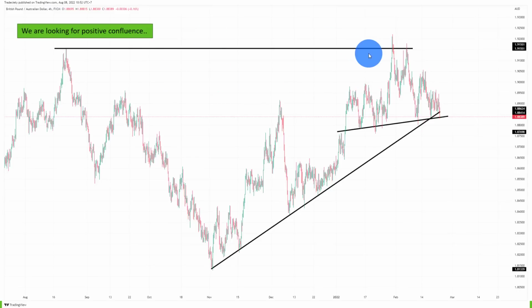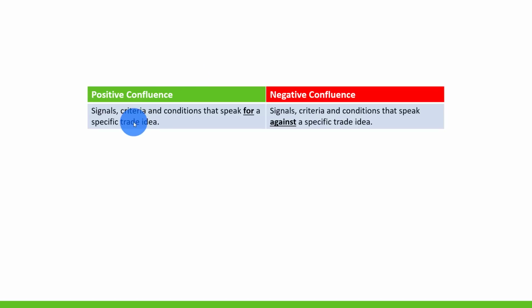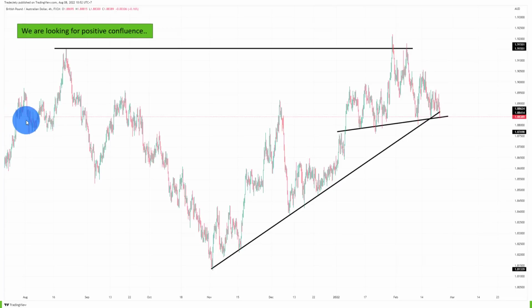And what we want to do when we examine a chart, we are looking for positive confluence. And what is positive confluence? Positive confluence are signals, criteria, or conditions that speak for a specific trade idea. So in this example, what we could look for as a trading plan is a reversal to the downside. So we would look for positive confluence in that case that speaks for a short trading idea.